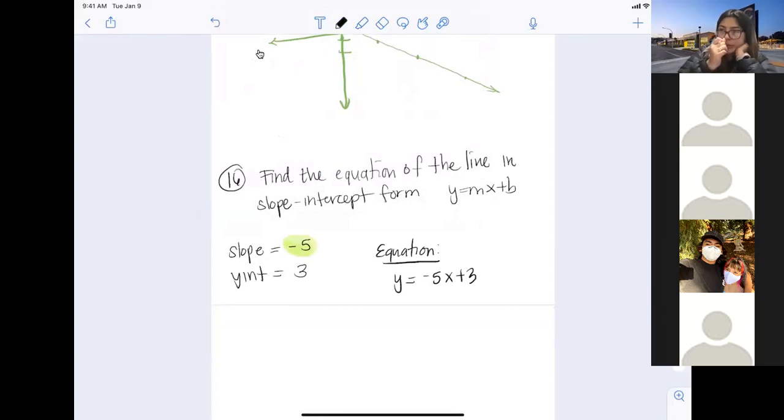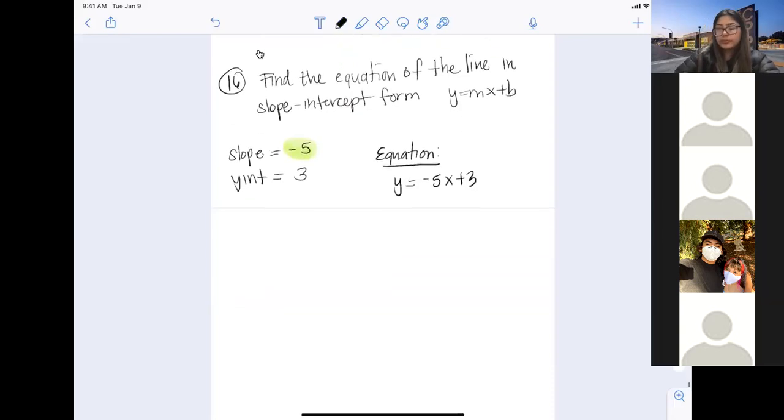Okay, we're still in chapter 2. Chapter 2 is section 2.1, 2, 3, 4, up to 5, I believe. So we're still in chapter 2. So this is the equation in slope-intercept form.